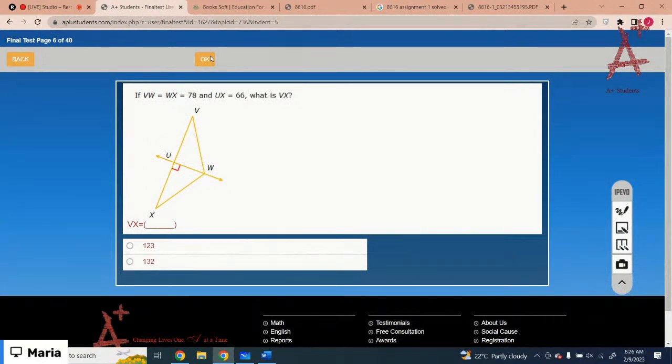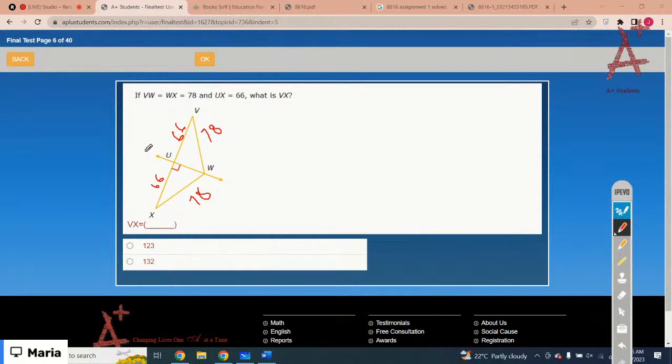If VW and WX equal 78, what is UX, and if UX equals 66, what is VX? Okay, if UX is 66, then VX is also 66. Got it? So just add both the distances, and it would be 132. The length of the complete line is 132. So just select the correct option, then click on the OK button.